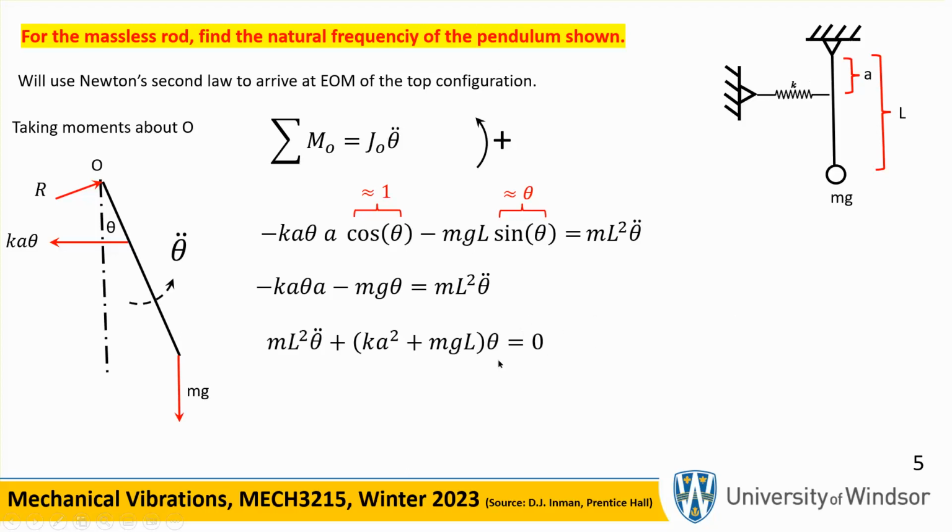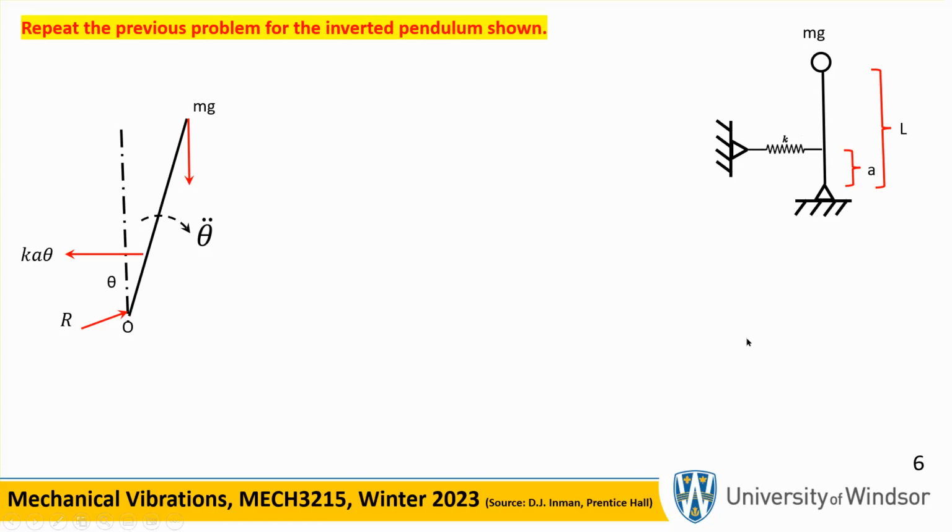There is no damping here, therefore there is no theta dot. Now, this is the effective stiffness, the spring constant, and this is the effective mass. So to find the natural frequency, you do the usual thing: effective stiffness over effective mass. There we are.